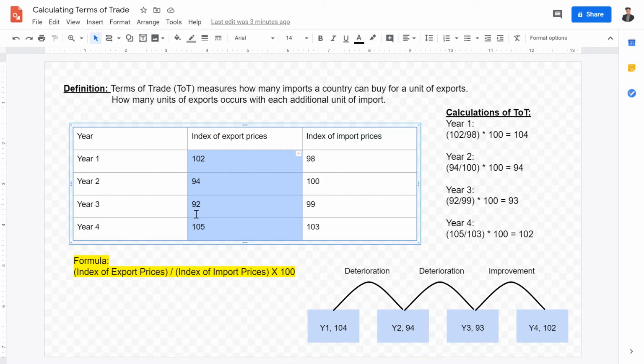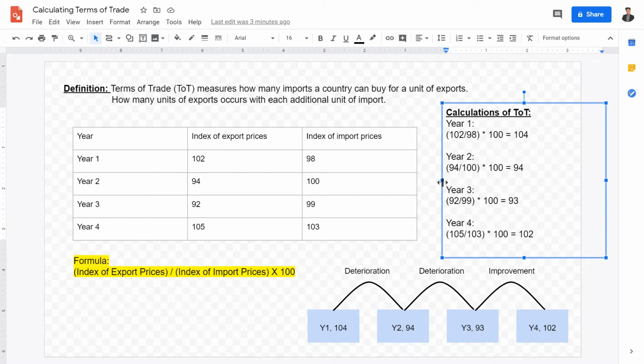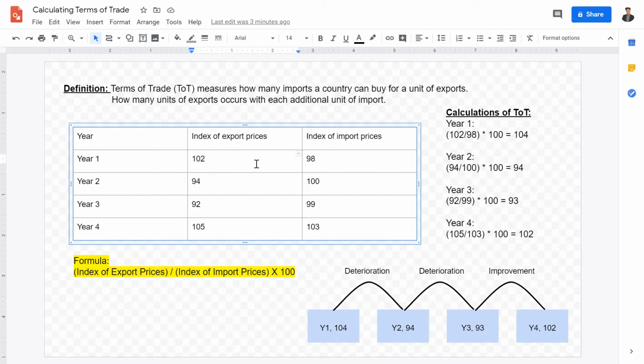So for the formula to calculate the terms of trade, in order to measure how many additional units of exports occur with each additional unit of import, we use this index formula. We use the index of export prices divided by the index of import prices, multiplied by 100. So right here we can clearly see the calculations. Year one, we have 102 units of export prices. We have 98 units of import prices. We divide them by each other, multiply by 100, and we get 104.